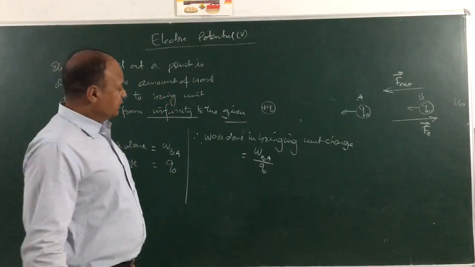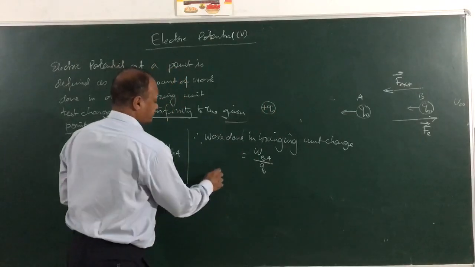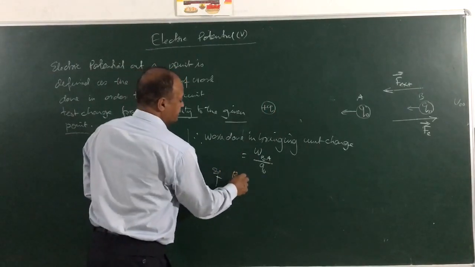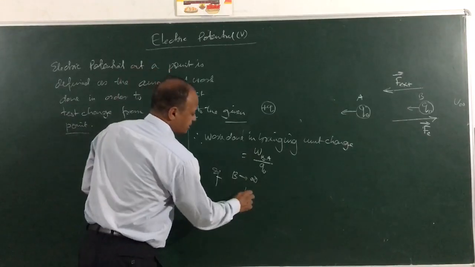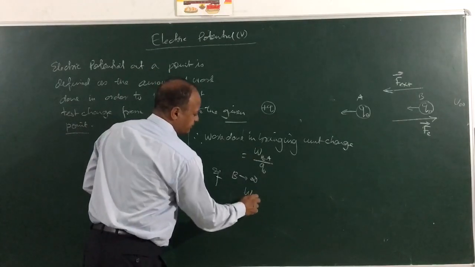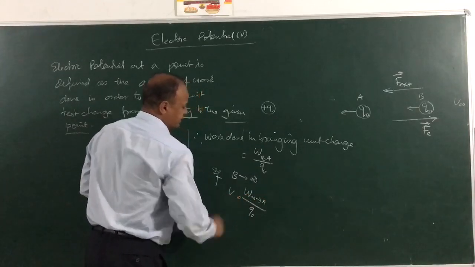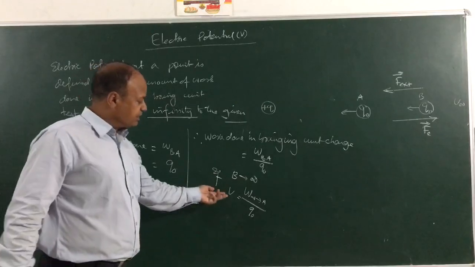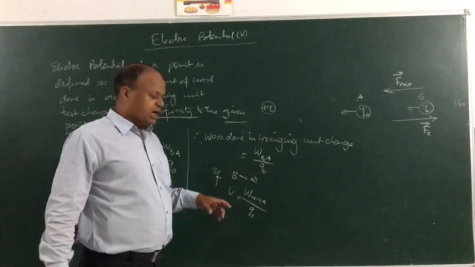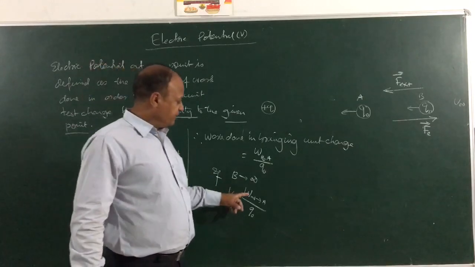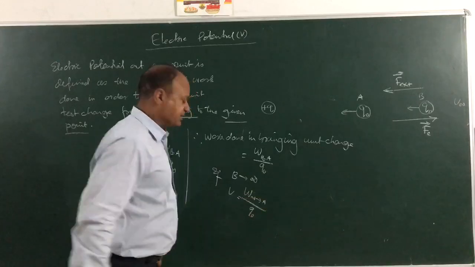Right? Now, if B is located at infinity, if B tends to infinity, then the work done from infinity to A divided by charge Q naught is called potential. So this is the potential. The work done in order to bring a unit test charge from infinity to the given point is known as the potential at that point.